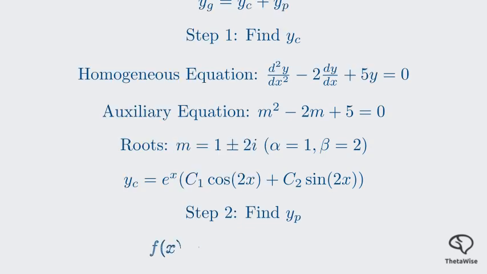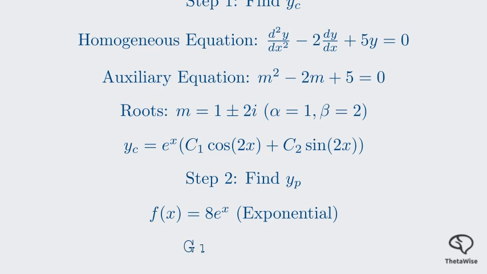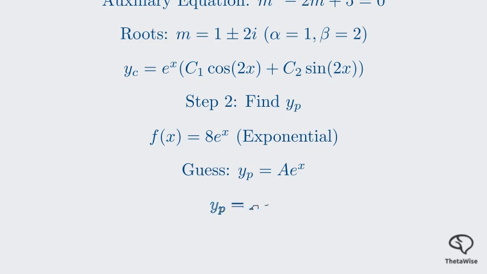The right-hand side, f(x), is 8e to the x. This is an exponential function. Our guess for y_p must be the general form of an exponential. We will guess y_p equals A times e to the x. Now we need to find the derivatives of our guess. Since the derivative of e to the x is just e to the x, both the first and second derivatives of our guess are also A times e to the x.